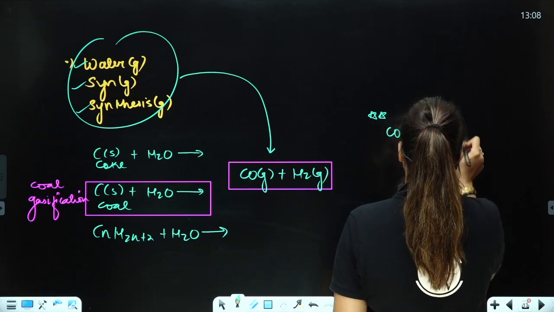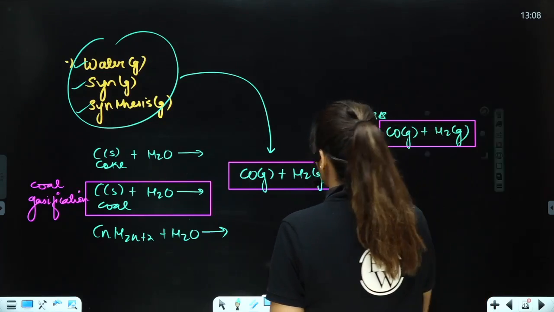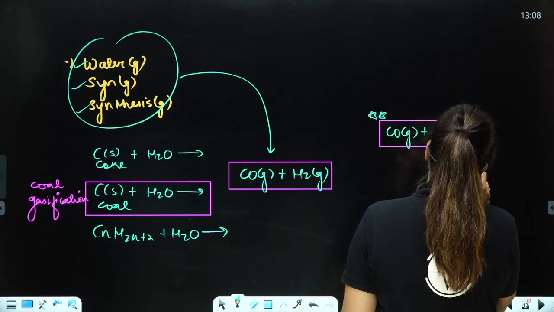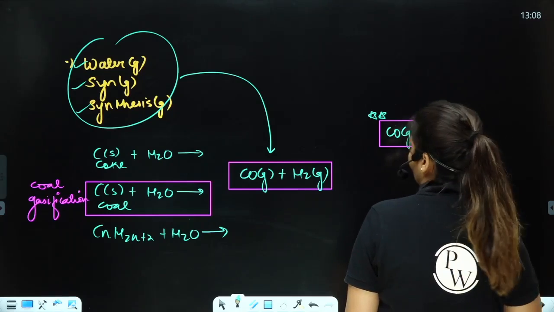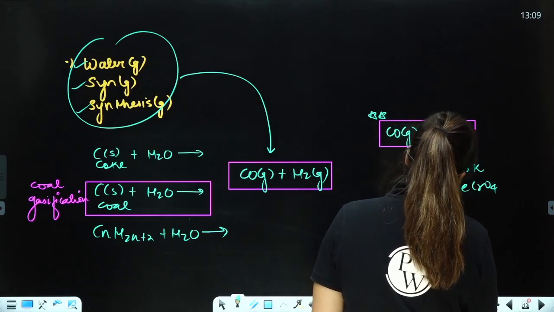This mixture, CO gas plus H2 gas, is passed through 673 Kelvin temperature using the catalyst FeCrO4, and you are going to get the product CO2 gas plus H2 gas.